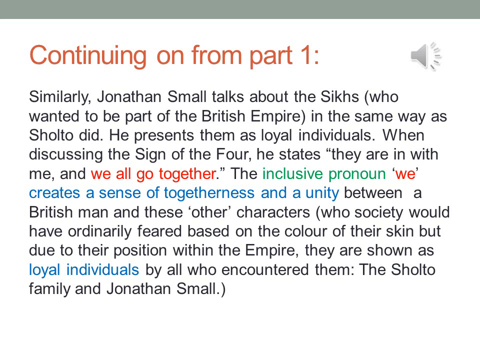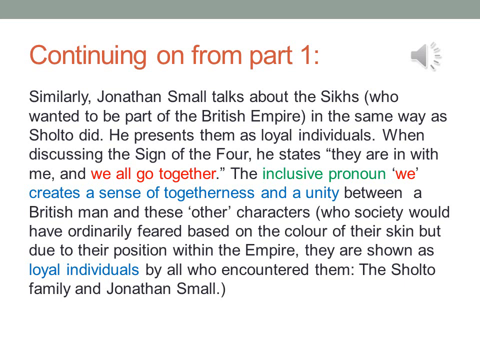Similarly, Jonathan Small also talks about the Sikhs, who he builds The Sign of Four with, and who are also part of the British Empire, in the same way as Sholto did. He also presents them as loyal individuals. When discussing The Sign of Four, he states that "they are in with me and we all go together." The inclusive pronoun "we," which he uses throughout this novella, creates a sense of togetherness and unity between the British man and these other characters, who society would have ordinarily feared based on the colour of their skin, but due to their position within the empire, they are shown as loyal individuals by all who encounter them.